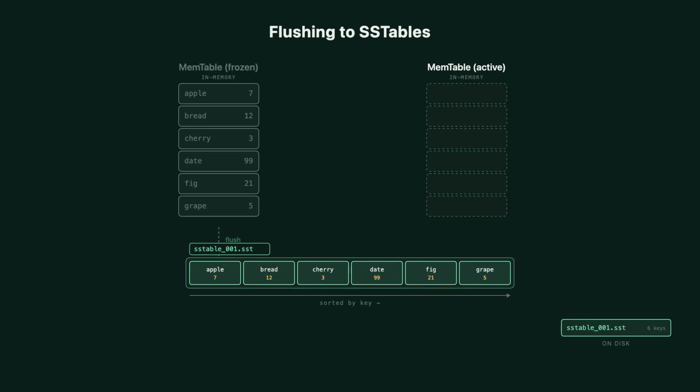The output is a file called a sorted string table, or SSTable for short. It's just a sorted list of key value pairs on disk. The crucial property is immutability. Once an SSTable is written, it's never modified. Not for updates, not for deletes, not for anything. If you want to change a key's value, you write a new entry that overrides the old one in a future SSTable. So over time, the disk fills up with a stack of these immutable, sorted files, each a frozen snapshot of one MemTable.